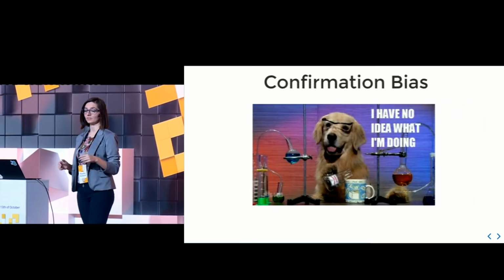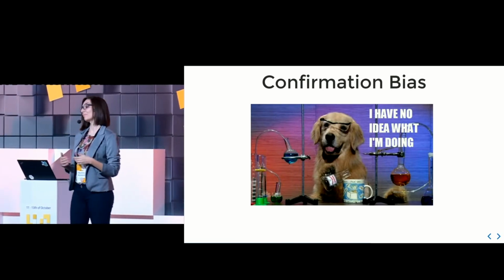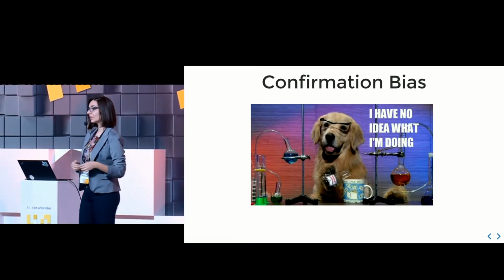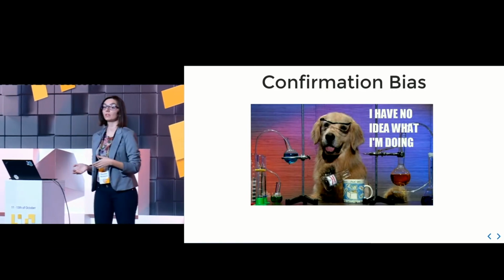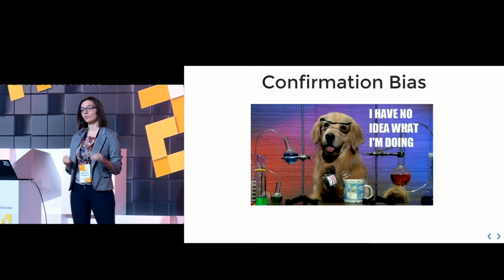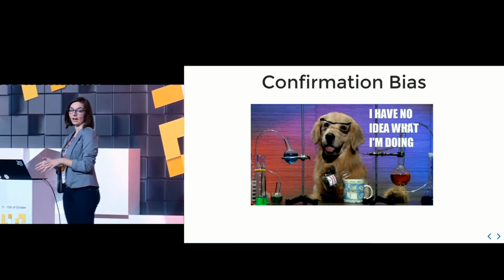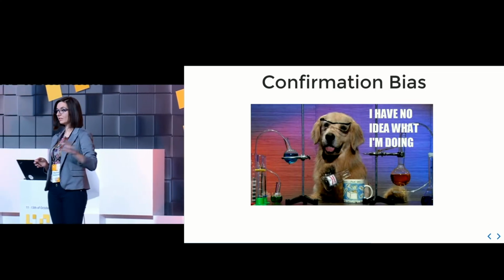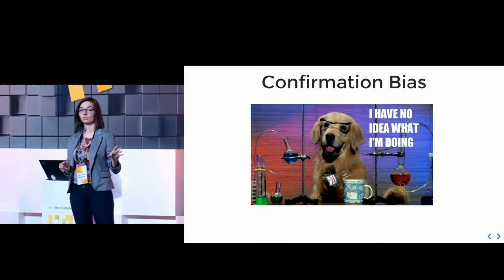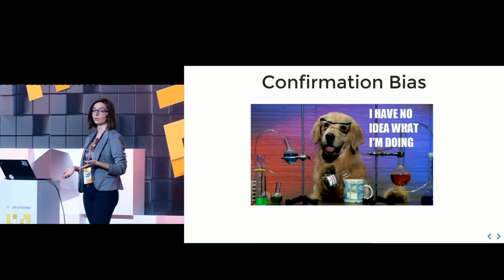The third one, as you may notice, we have a dog here. It's called confirmation bias. And it's still applicable in our situation. That's because you look for evidences that are proving you're right. You don't look for anything else that can prove you wrong. Again, the logs from the currency data access object.